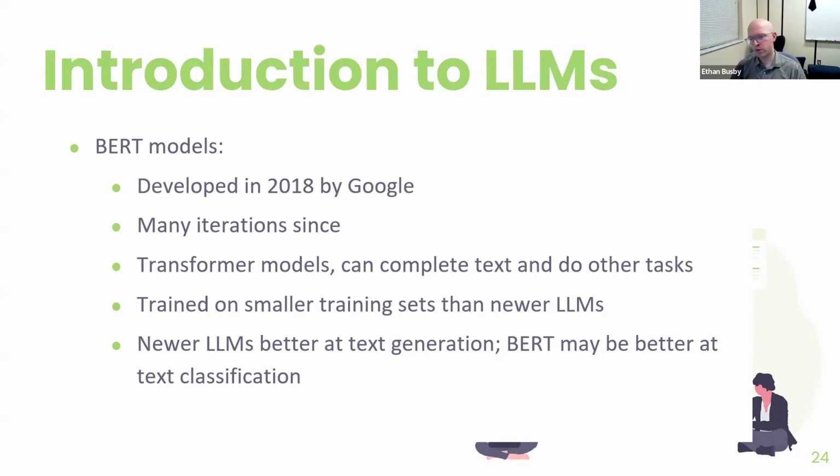They're called bidirectional transformer models because they understand words in context by looking at the things that both precede and follow a word or a phrase. So by bidirectional, we mean that the model gains understanding of a word by looking at the things that both precede as well as follow a term. They're typically trained on smaller sets of data than the newer large language models, the things that are more prominent in technological and popular discussions today. Newer large language models are better at text generation, and BERT models can be better at text classification.